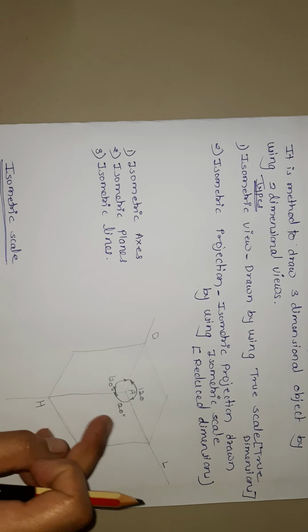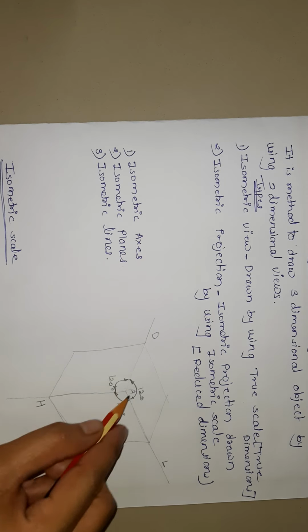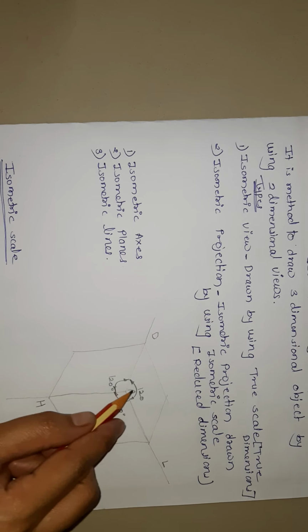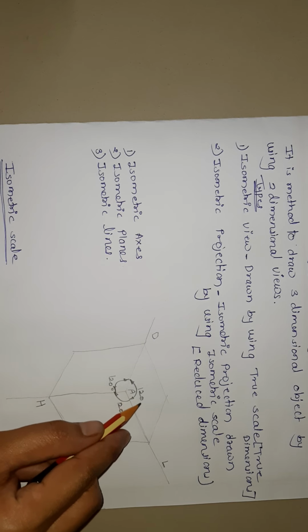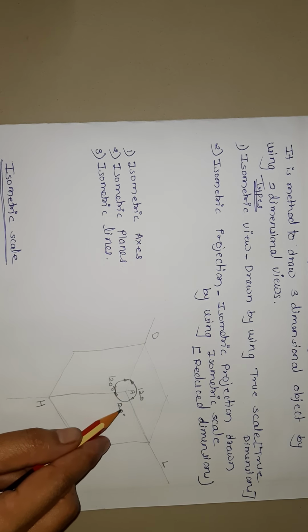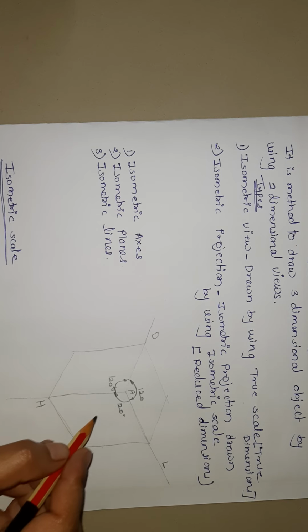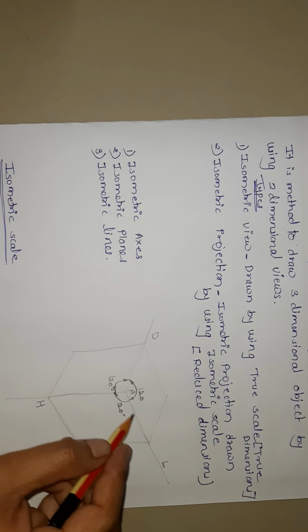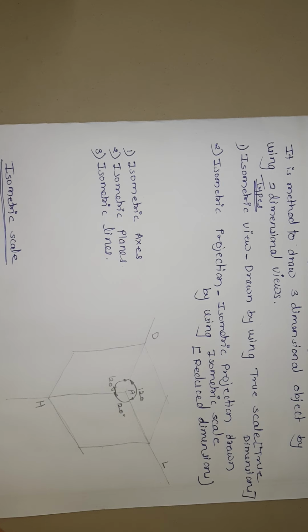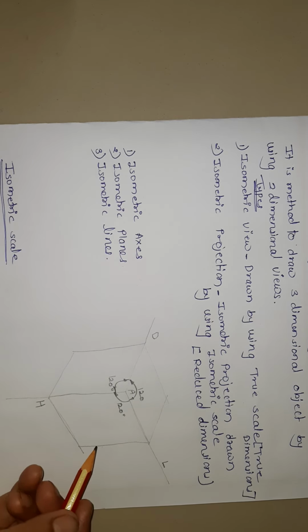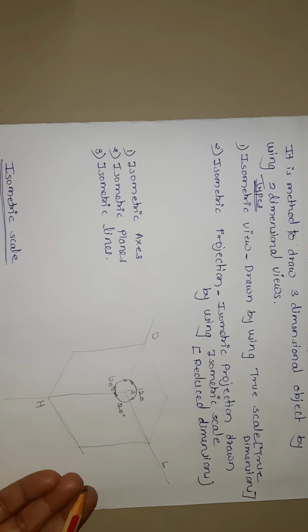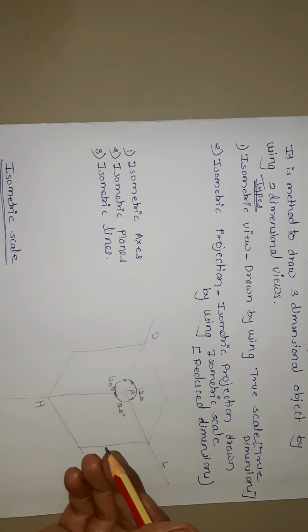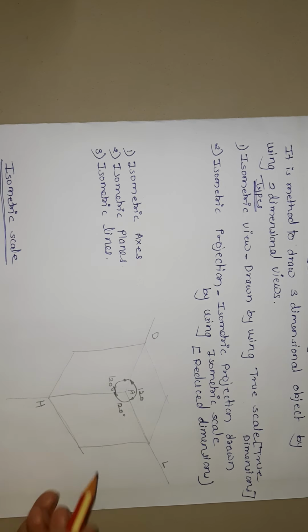Okay, so this AL, AD, AH, these are the axes which are inclined at 120 degrees to each other. Then the lines which are parallel to the axis are called isometric lines. With the help of isometric lines we can draw an isometric plane. The plane which is parallel to the basic isometric plane is also called an isometric plane. Okay, now we will see the isometric scale.